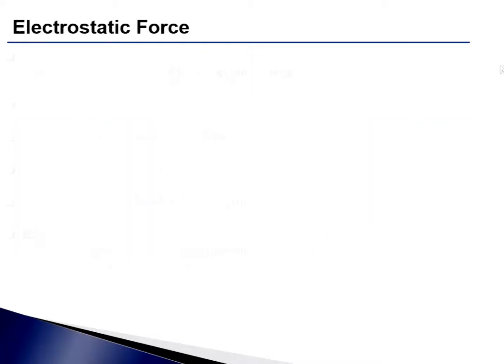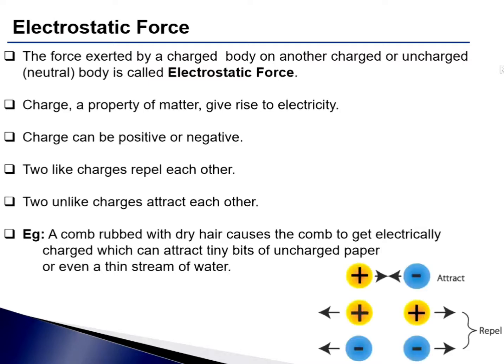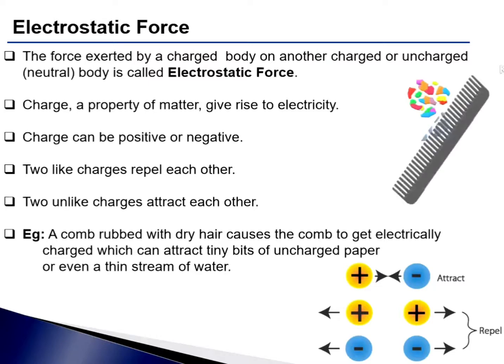Starting with electrostatic force, it is the force exerted by a charged body on another charged or uncharged body. Charge is that property of matter that gives rise to electricity and is of two types, positive charge and negative charge. It is interesting to note that two like charges repel each other and two unlike charges attract. Charge can build up due to friction, apart from charging by conduction and induction, which we will discuss in the next presentation.